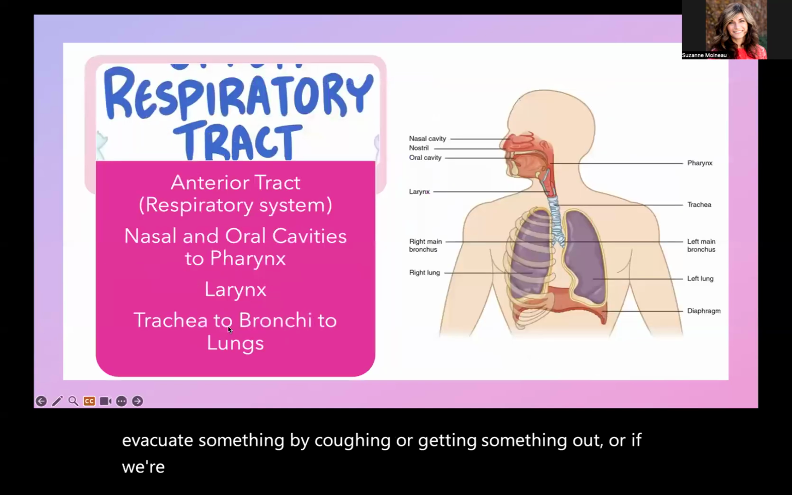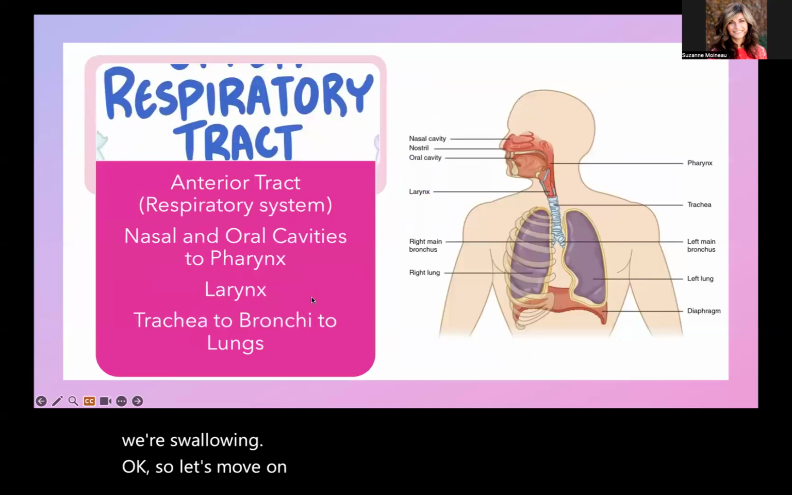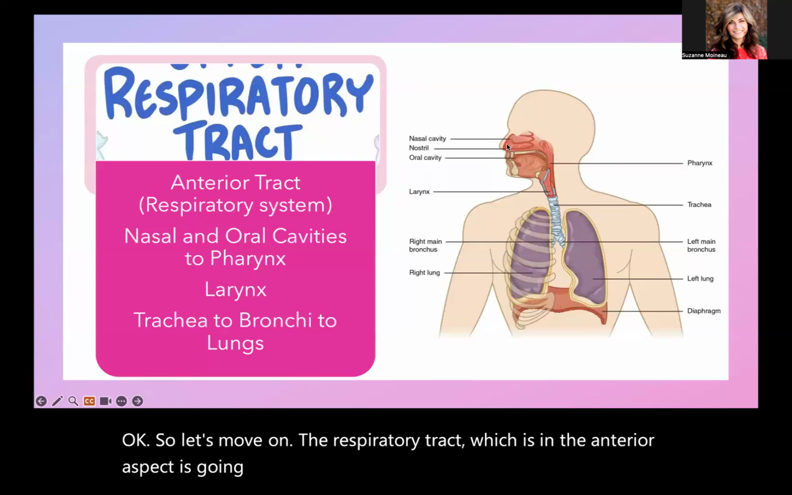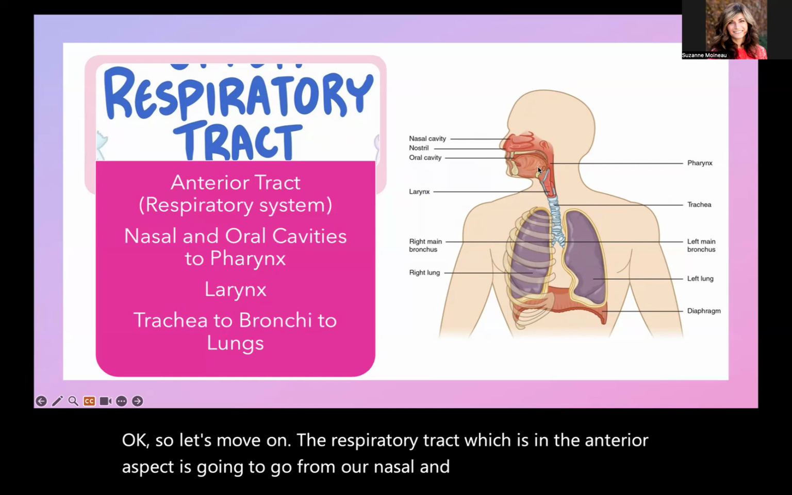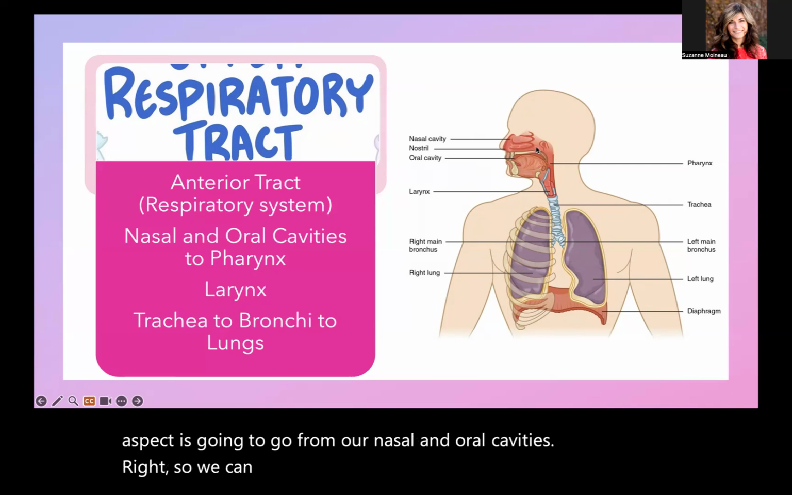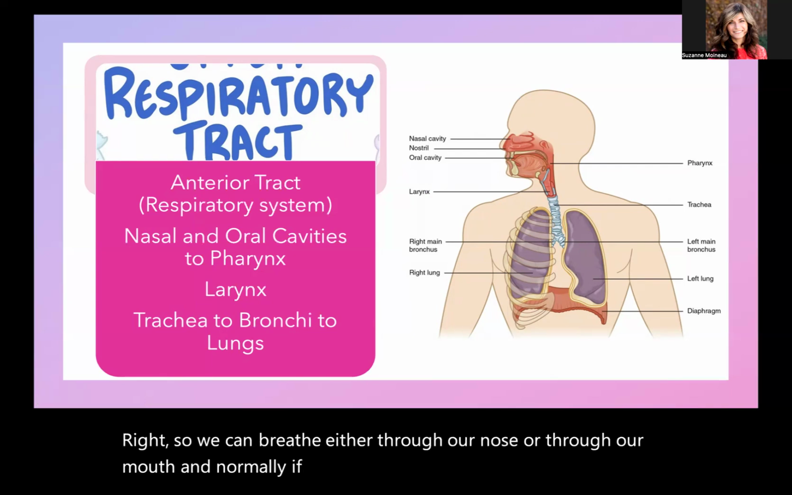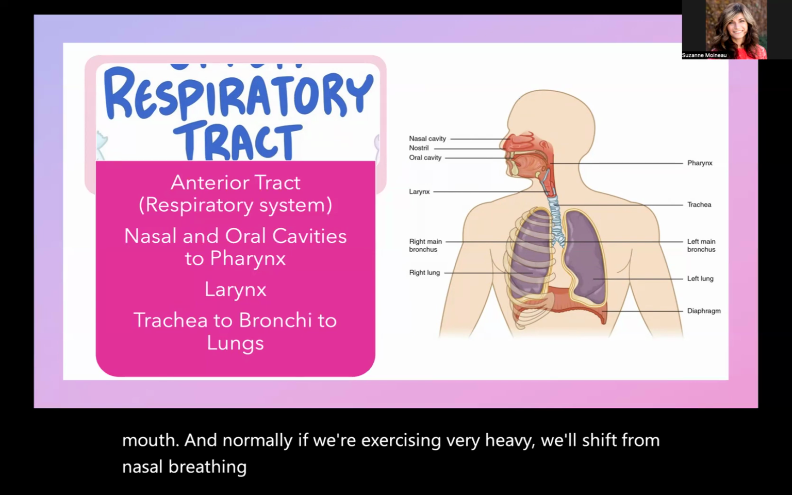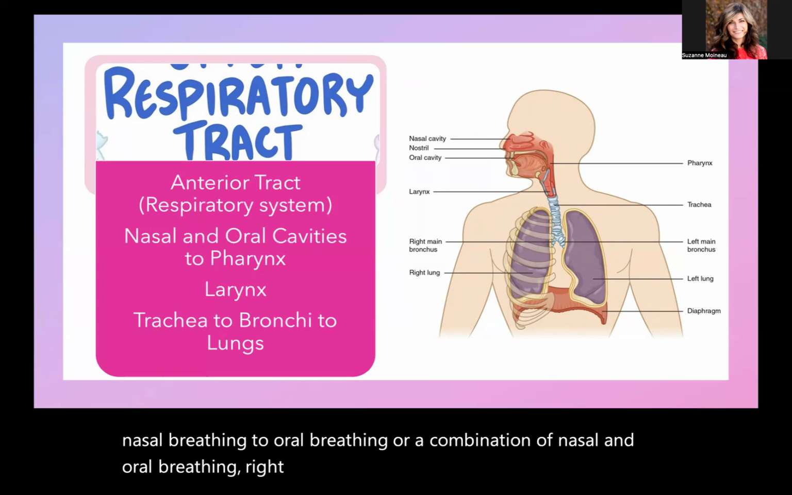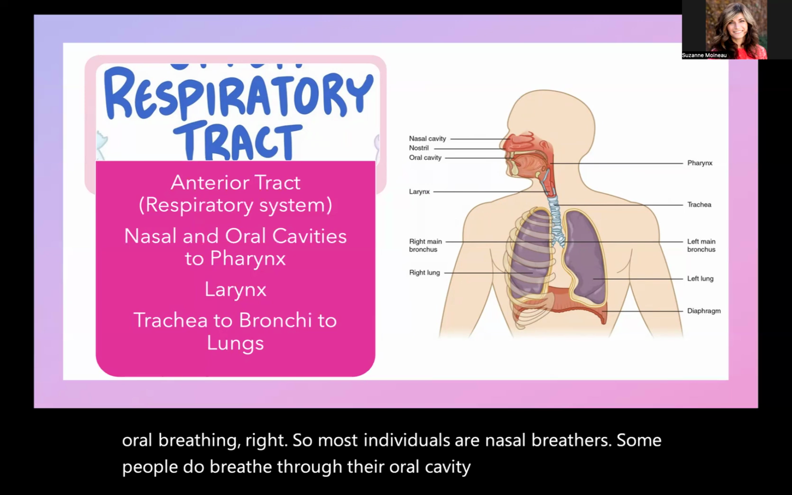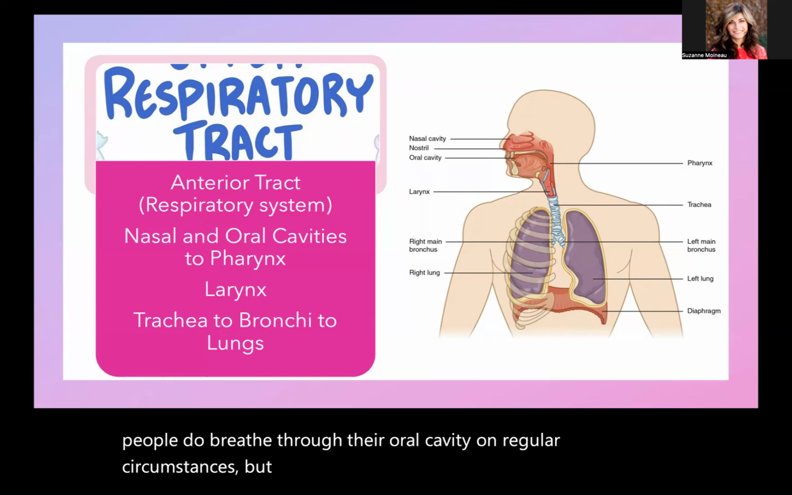Okay, so let's move on. The respiratory tract, which is in the anterior aspect, is going to go from our nasal and oral cavities, right? So we can breathe either through our nose or through our mouth. And normally, if we're exercising very heavy, we'll shift from nasal breathing to oral breathing or a combination of nasal and oral breathing, right? So most individuals are nasal breathers. Some people do breathe through their oral cavity in regular circumstances, but most of us are nasal breathers.